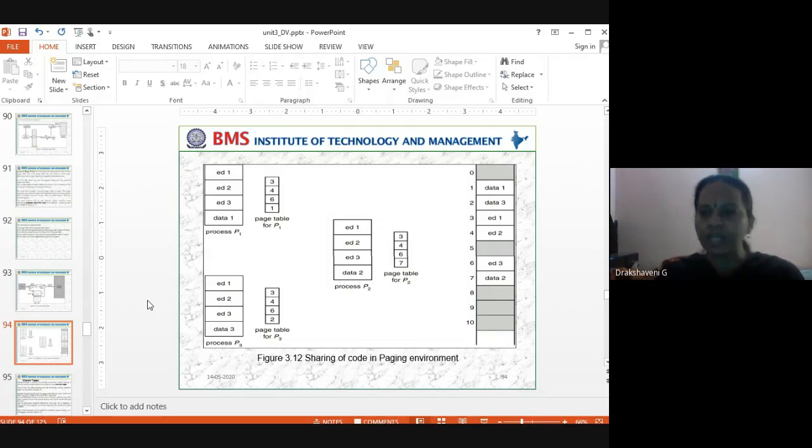What is physical memory? Physical memory means your hard disk. So what is the address of all this? Data 1 is present at frame 1. Data 2 is present at frame 7. Data 3 is present at frame 2. So this picture depicts where the data is. And ED1 is present in frame 3. That's what you can see. ED1 is present in physical memory 3. Where is ED2? ED2 is present in physical memory 4. Where is ED3 present? It is present in 6. So that's how the data for all these processes is shared.